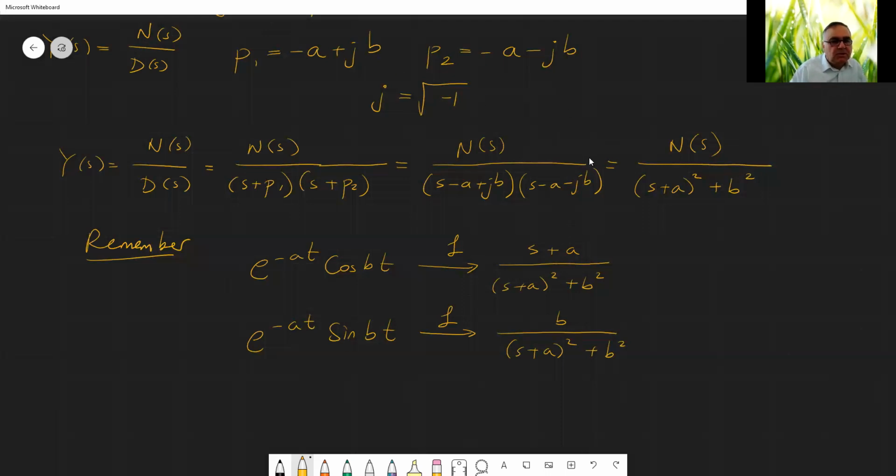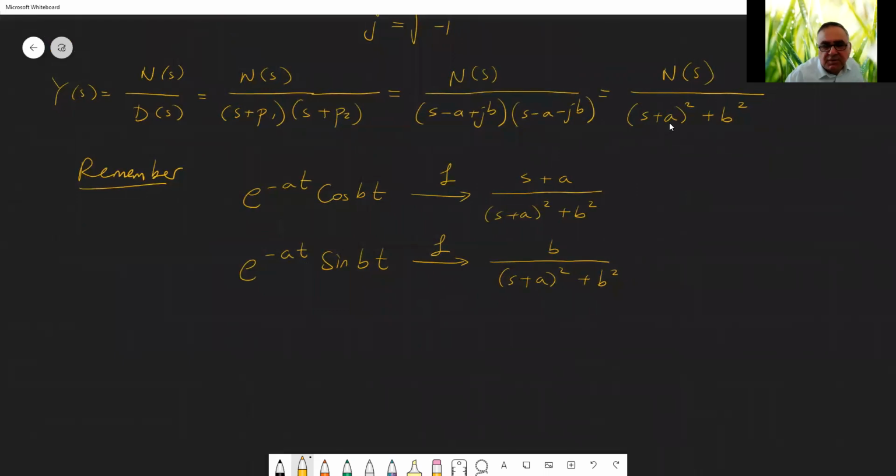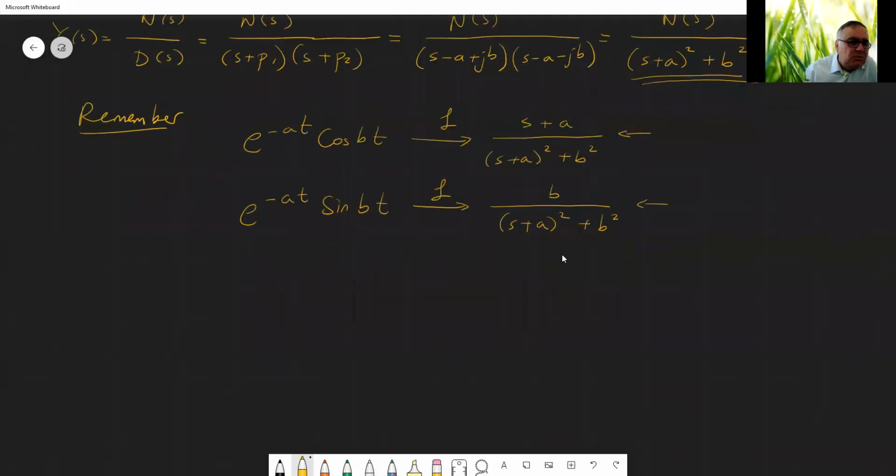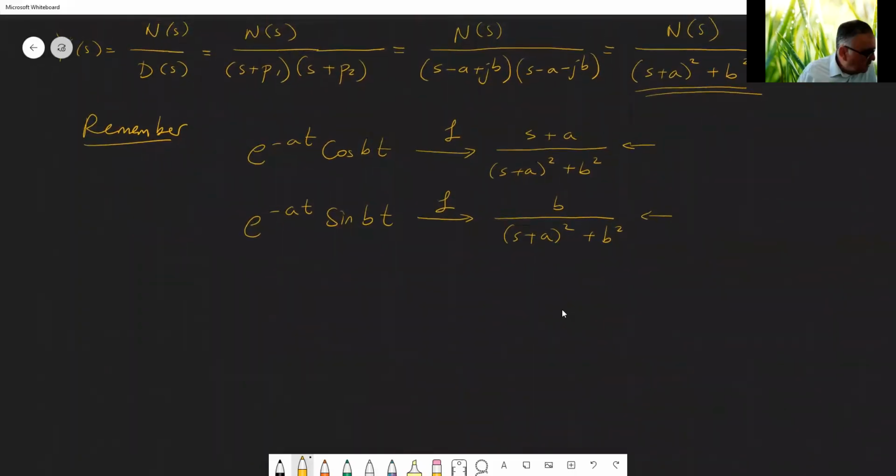So we will try to express our Y of s, which is this function, to look like these two things, with some coefficients in front of them. If you can do that, we will be able to obtain the inverse Laplace transform of the complex function. That is the easiest way to deal with the complex conjugate roots. Otherwise, if you try to deal with complex conjugate roots using complex mathematics, you usually get into trouble. So, as I had told you, you should be trying to do this.